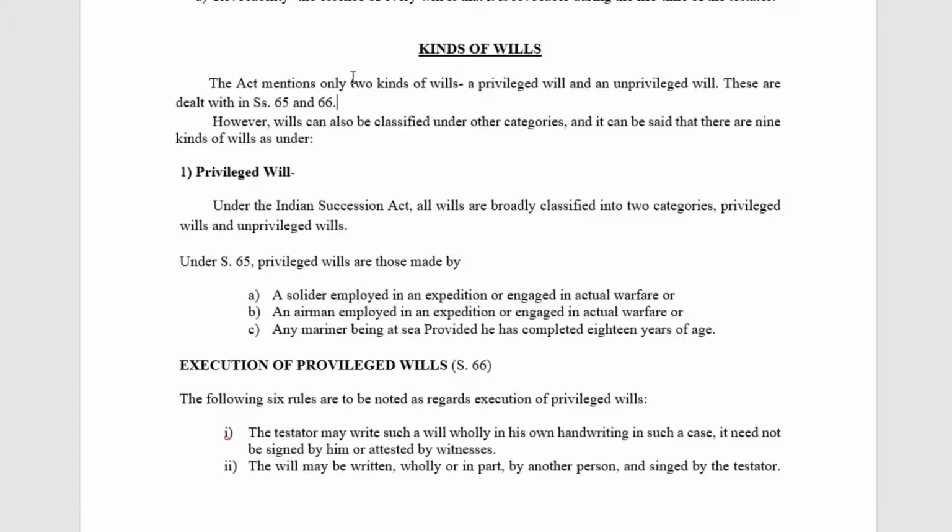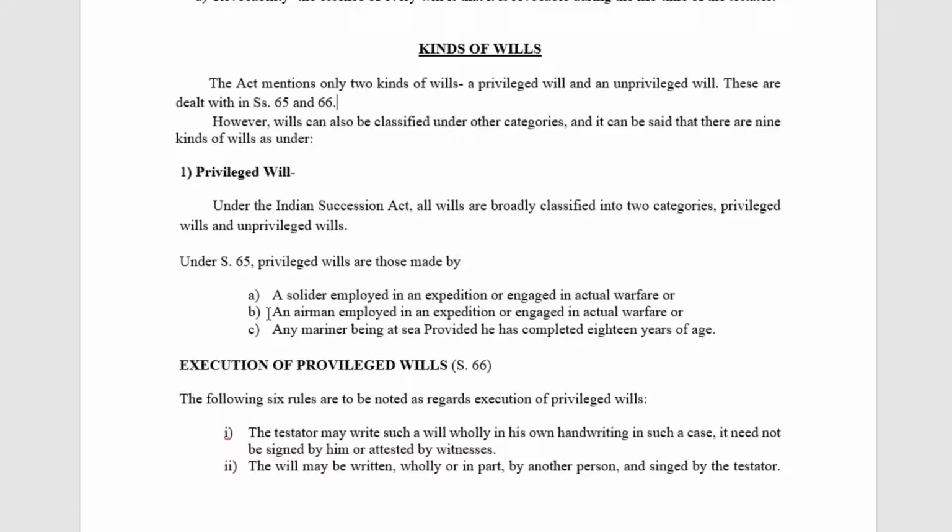So which are the persons who can come under this concept of the privileged will, who can make the privileged will? It is a soldier, an airman and a mariner. These three categories of people can make the privileged will.